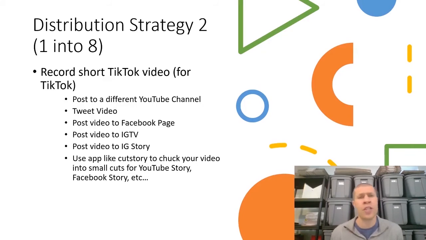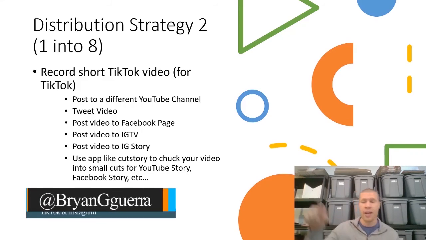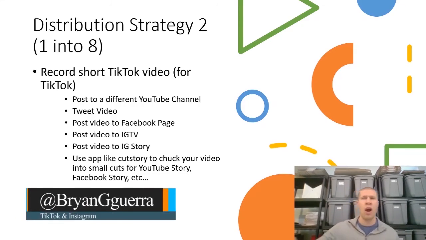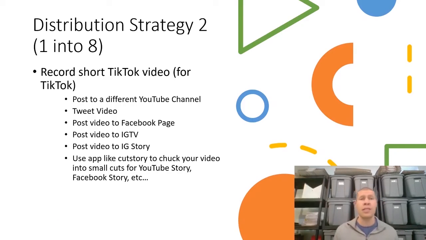So distribution strategy example number 2 is going to be turning 1 into 8 of them. So what I like to do is I'll literally sit here, and you can check out my TikTok. My handle is just like anything else. It's Brian G. Guerra on TikTok and on Instagram, and it's also on all the other ones. I think it's Brian Guerra TV, but I wasn't trying to plug that. The only reason I'm saying this is you can literally go check to see my distribution strategy.